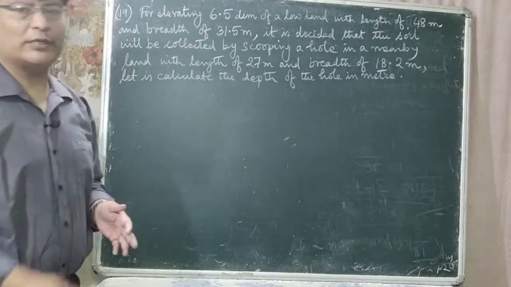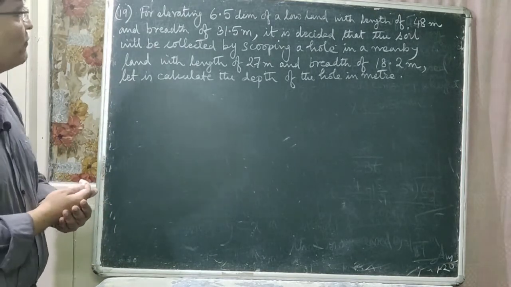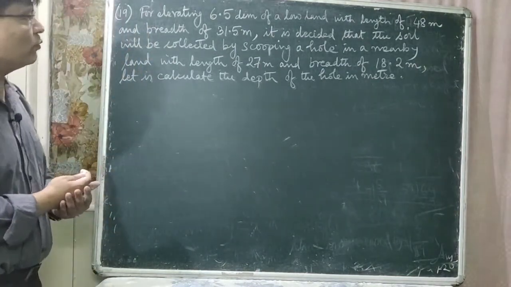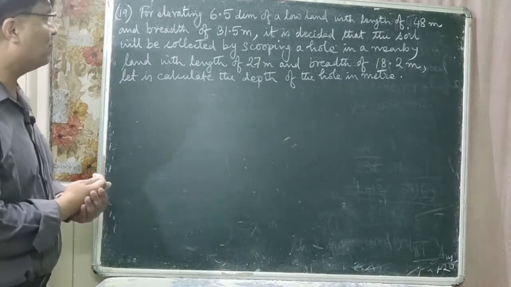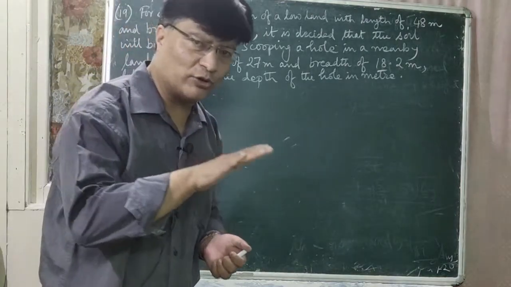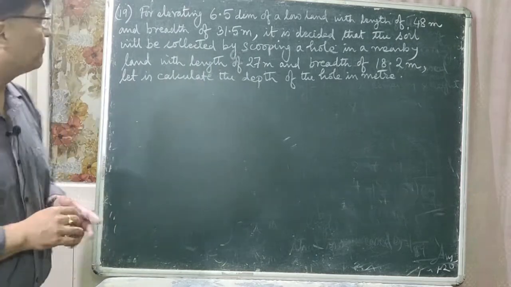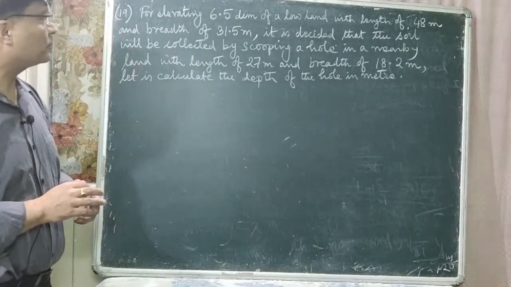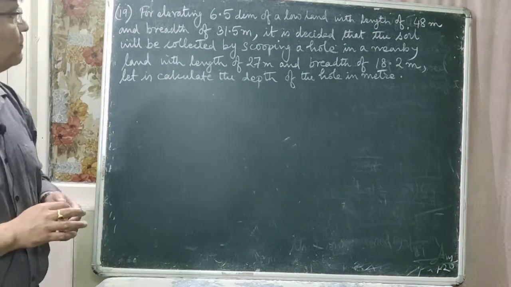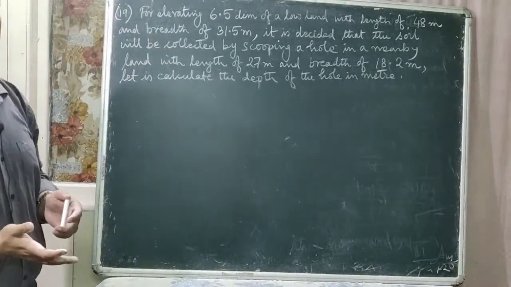So now we'll do the next question, that is question number 19. For elevating 6.5 decimeter of a lowland with length of 48 meter and breadth of 31.5 meter. एउटा lowland भनेको दबिएको ल्यान्ड, बुझ्यो? त्यसको लेन्थ कति रहेछ? 48 मिटर. एन्ड ब्रेथ कति रहेछ? ब्रेथ अफ 31.5 मिटर. त फर एलिभेटिङ 6.5 डेसिमिटर अफ अ lowland.